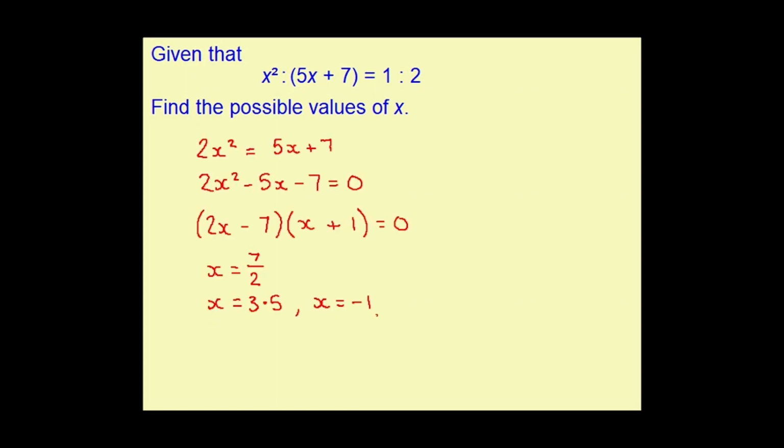Here's the answer. So I start this one in the usual way. 2 times this here, and 1 times this here. I can then make a quadratic equation, which I can factorise. Once I've factorised, I can then quickly find the two values of x.